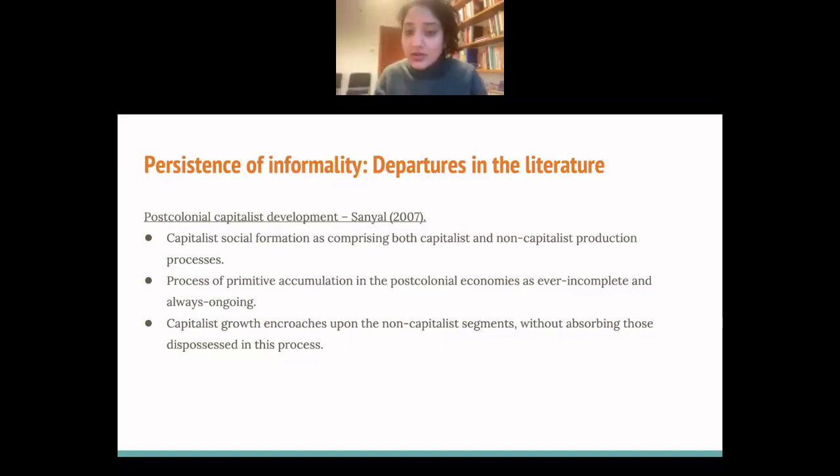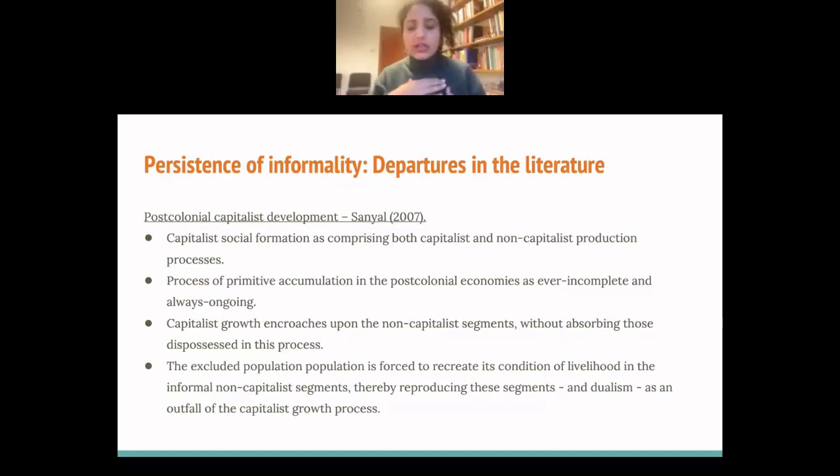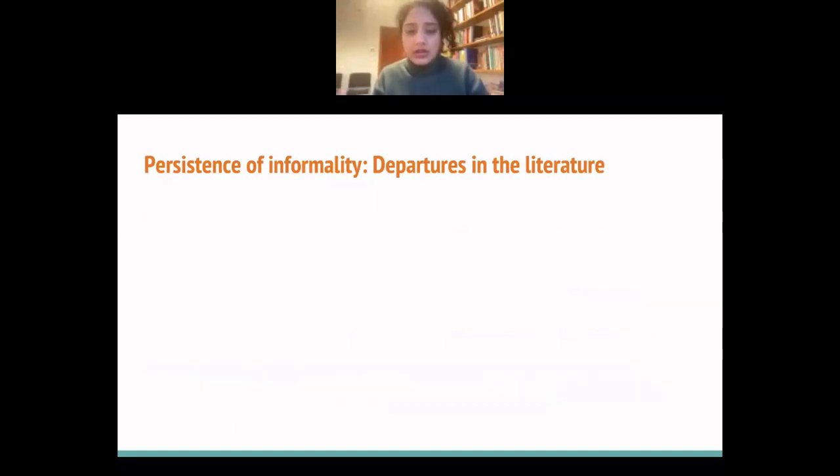What do we mean by always ongoing and ever incomplete? That the capitalist growth process always encroaches upon these non-capitalist segments without absorbing those dispossessed in the process. This excluded population is then forced to recreate its conditions of livelihood as an informal non-capitalist segment, and therefore the economic dualism that, according to Lewis, was supposed to go away with economic growth continues to be reproduced, but now in newer forms, in newer ways. By newer forms, I just mean new work, new people occupy these spaces, new kinds of production activities come, but that dual economic structure, with the coexistence of a large traditional non-capitalist informal segment and a much smaller modern capitalist segment, continues to be reproduced, with the majority of the workforce subsisting in these informal non-capitalist spaces.